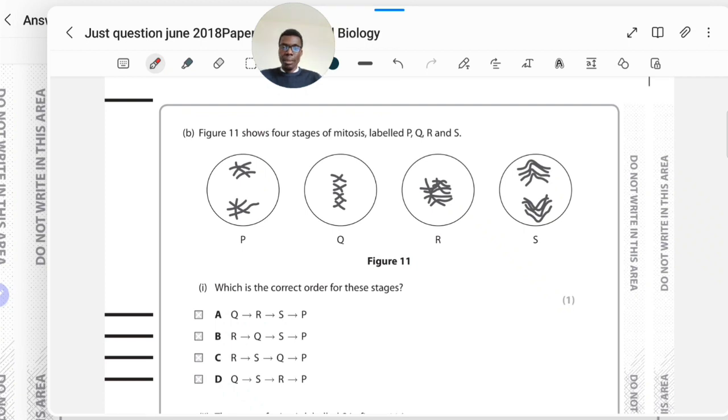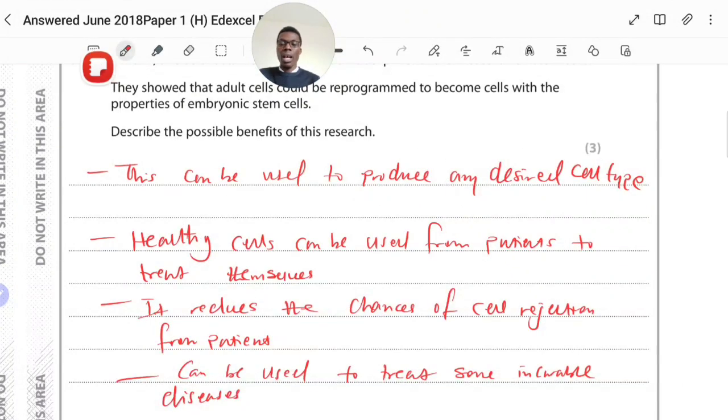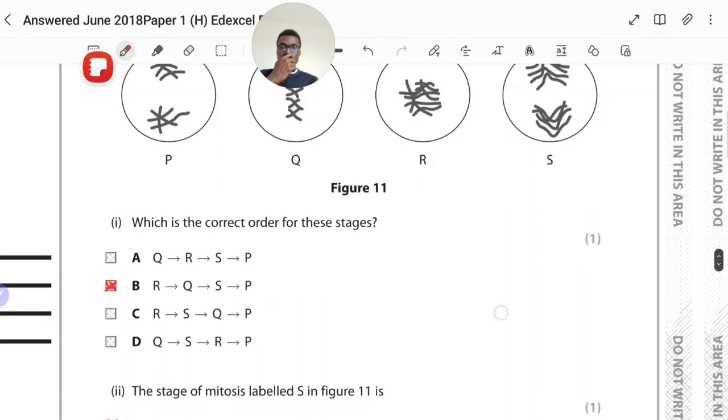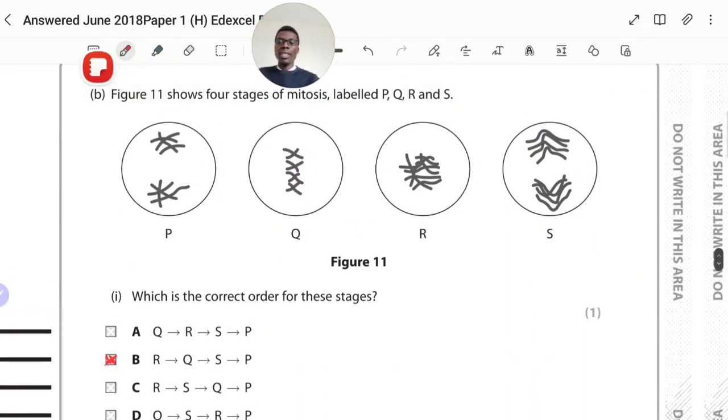All right, so it says here, which is the correct order for the stages? Just look at this. Try to attempt this. Pause the video. Try to attempt this. This is the answer we have here. Okay, so it's going to be B. Let's try and label this.